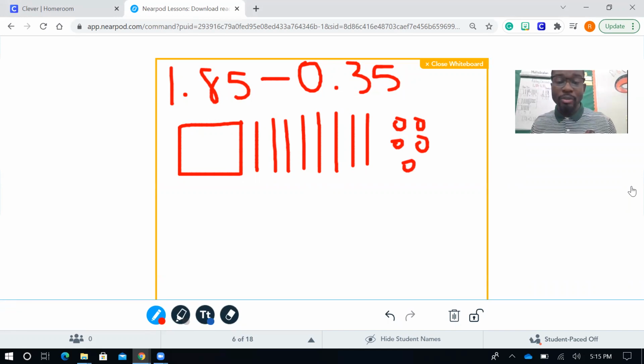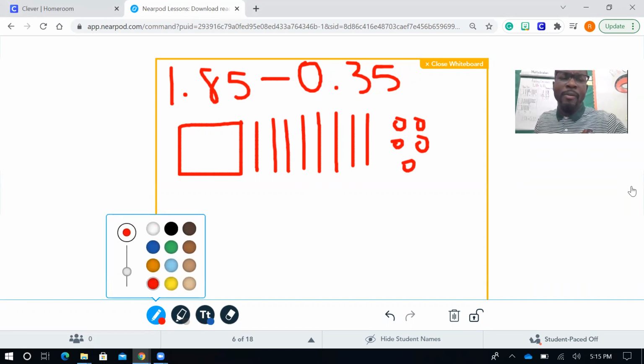Now, the beauty with using models with subtracting is that it's just taking away. So all we're going to do is take away 35 hundredths. Now, the great news, in addition to just modeling, is that all you're going to do is take away the inverse of what you just put there. So the inverse of putting these 5 hundredths there is now taking them away, the opposite of what we just did. So let's take away the 5 hundredths.